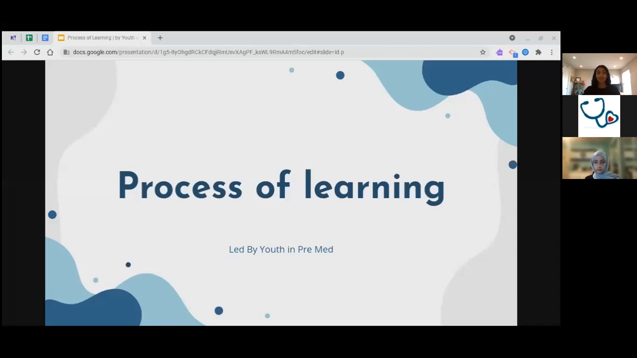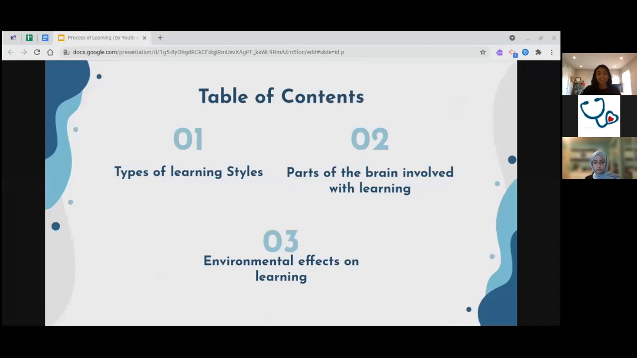So, we're going to be talking about the process of learning in this session, and this will include various types of learning styles, how various parts of the brain contribute to learning, and how environmental factors can influence our ability to learn.